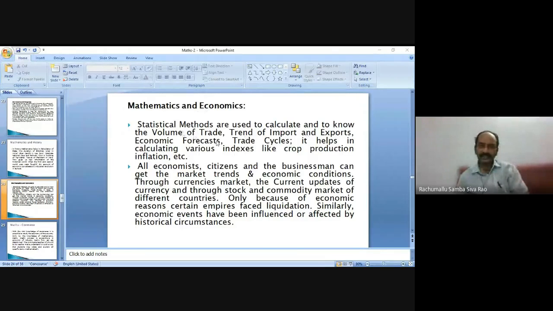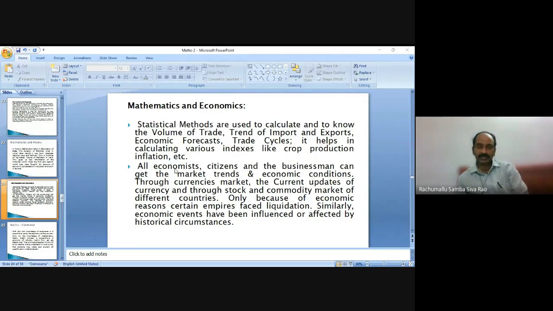Trade and business also come under economics. Without knowledge of mathematics, we cannot handle trade, the impact of exports, economic forecasts, or trade cycles. All these are related to the application of mathematics. So, in economics, there exists a strong correlation with mathematics, comparatively more than history and other branches of social science.